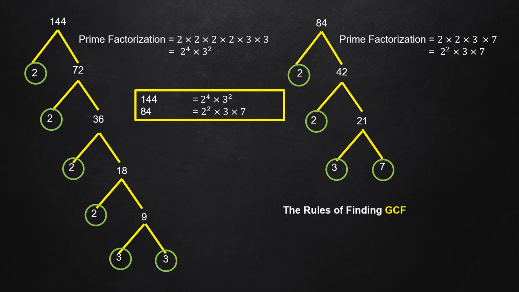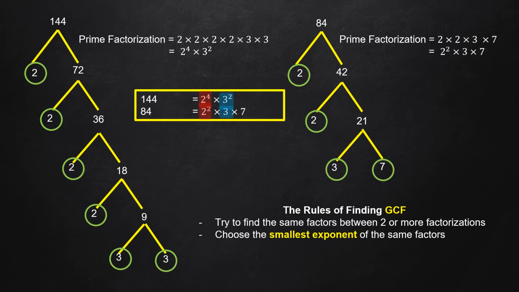Now, let's watch this closely. The rules of finding GCF are a bit different from the LCM. The first step is still the same. Try to find the same factors between two or more factorizations. So let's see, compare these factorizations. We still have the same couples there: 2 to the power 4 and 2 squared, and 3 to the power 2 or 3 squared with 3.